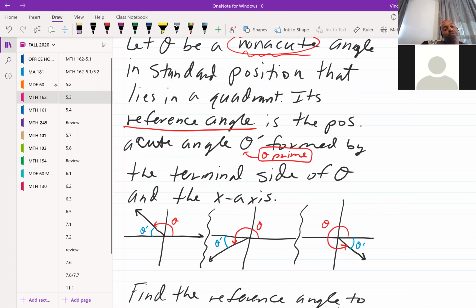Now if it's acute, then you don't have a reference angle. We talk about non-acute angles; they will have reference angles. In this one, your reference angle will be formed with the terminal side and the left side of your horizontal axis. Same thing here, but on the other side of it. And then here on the right side of your horizontal axis. So it just depends on how far theta goes.